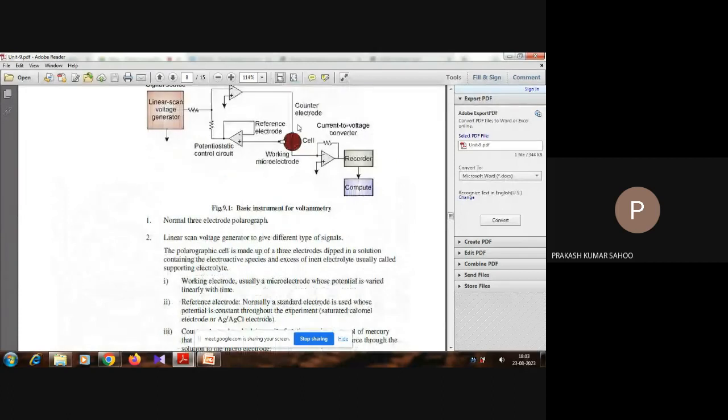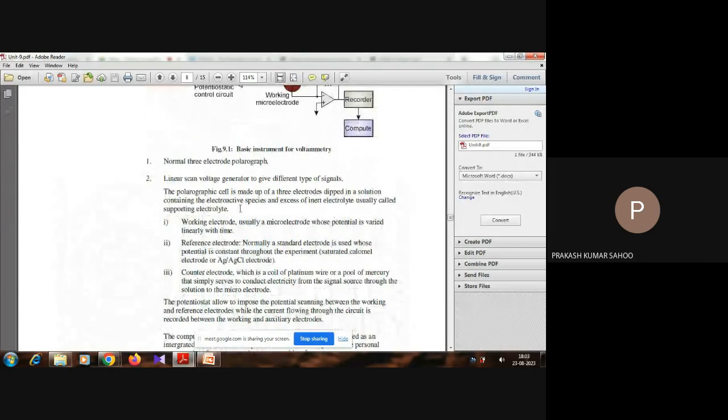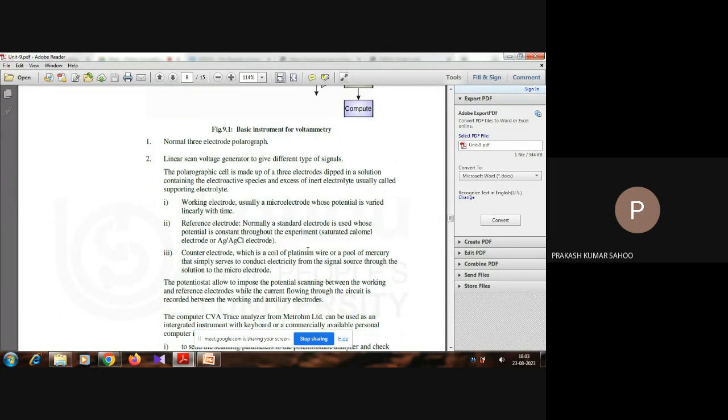This is the three electrodes here. A linear scan voltage is generated to give different types of signal. The polarographic cell is made up of three electrodes, that is the working electrode, reference electrode, and counter electrode. The working electrode is usually a microelectrode, whose potential varies linearly with time, because here the reduction happens, that is, it is treated as the cathode.